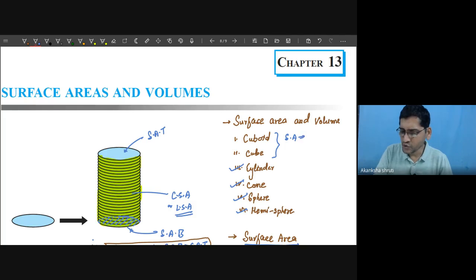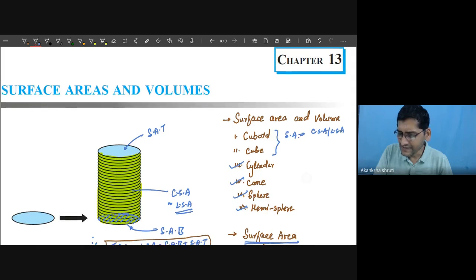Surface area can be of two types, either curved surface area, also called the lateral surface area. Another one is the total surface area, where the surface area of bottom and top have to be added to the lateral surface area if the bottom surface area and top surface area exist. Like in cone, only bottom surface area, no top surface area. In cylinder, both bottom and top surface area.